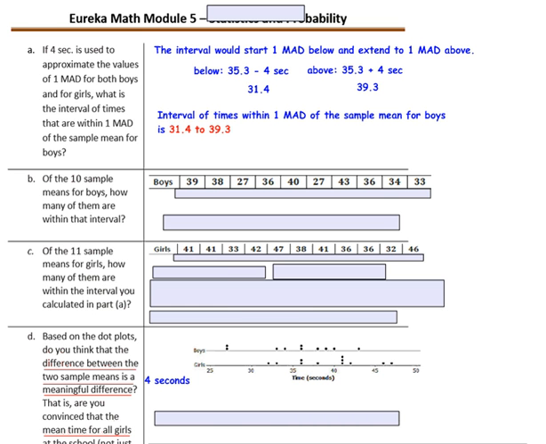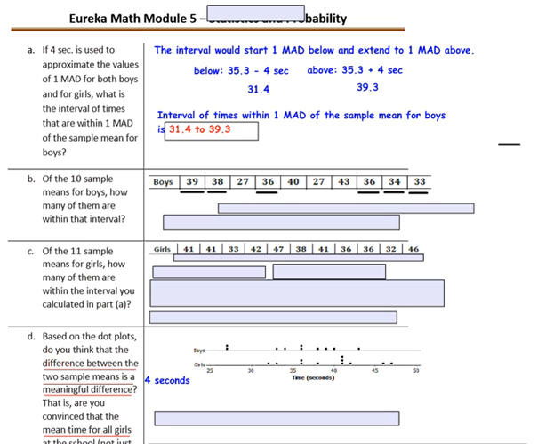So the interval of times within 1 MAD of the sample mean for boys is 31.4 to 39.3. Question B. Of the 10 sample values for boys, how many of them are within that interval? So we look to see: 39 is within that interval, and the interval that we're looking for is right here, 31.4 to 39.3. 38 is within that interval.